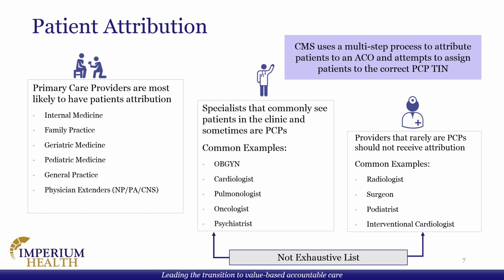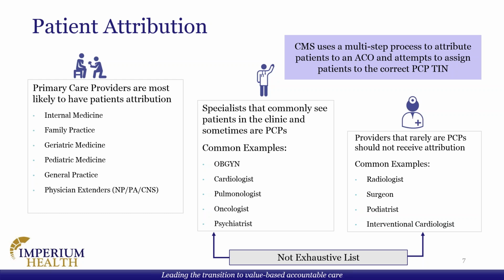Now after that primary care grouping, so if a patient did not see one of those providers, Medicare will look to assign a patient to a specialist that may sometimes function like a primary care provider. And that could be an obstetrician, cardiologist, pulmonologist, or an oncologist. That's not necessarily an exhaustive list, but that's a pretty good idea for you to think about which types of providers a patient is likely to be attributed to.